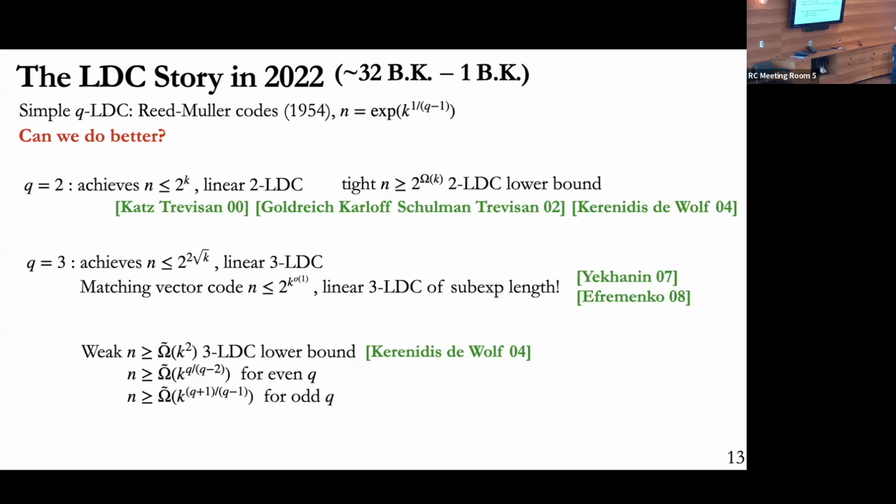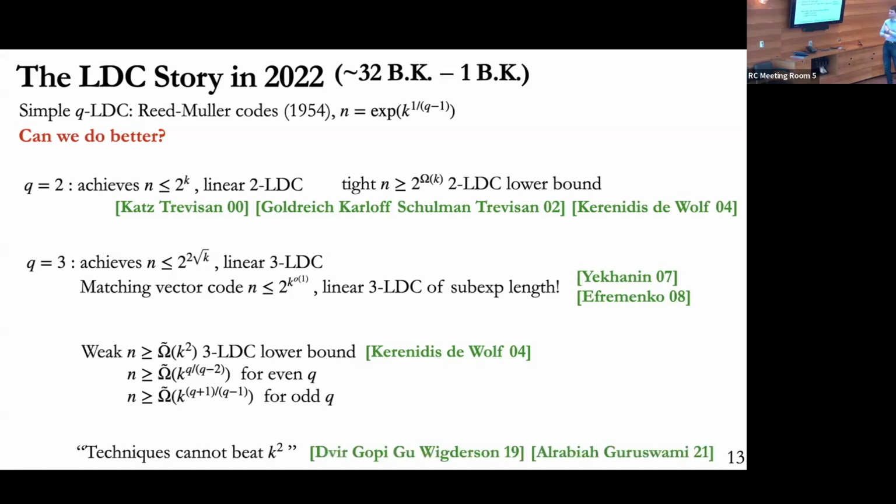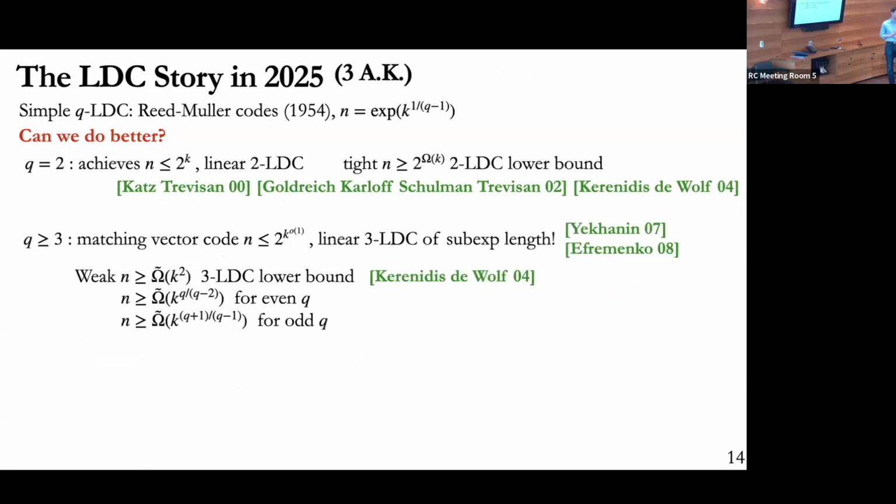Okay, so the other point I want to make is there's actually some evidence that going beyond k squared is rather hard. There have been some works investigating why we are stuck at k squared, and they've come up with some reasons why our techniques are not going beyond this k squared bound. You mean lower bound? The lower bound, yeah. So proving the lower bound. So that was the story in 2022. Of course, it's not 2022 anymore, it's 2025.